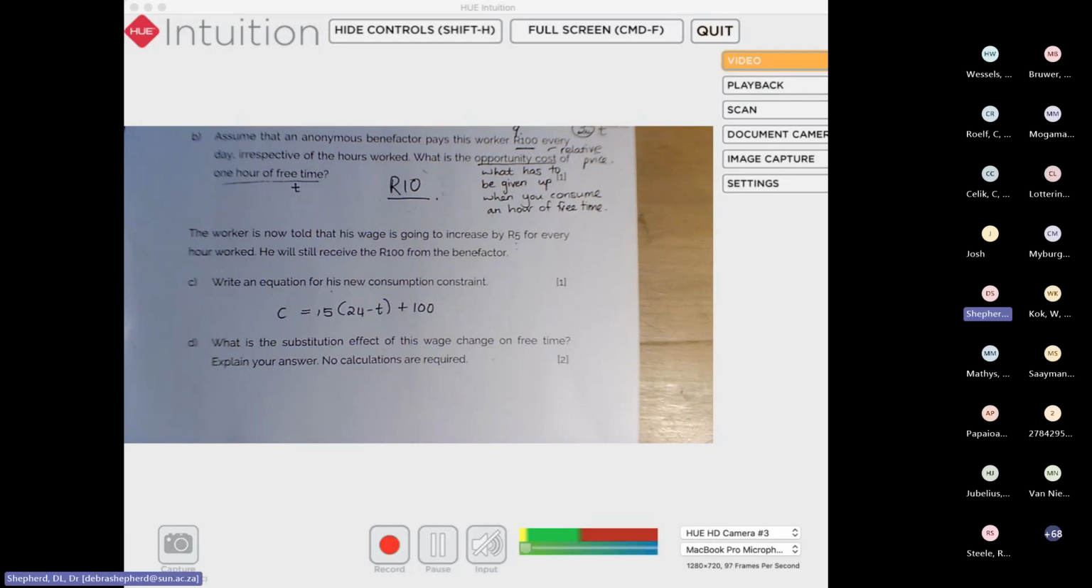Okay, what is the substitution effect of this wage change on free time? Explain your answer. No calculations are required.